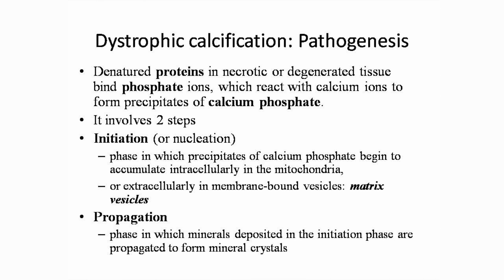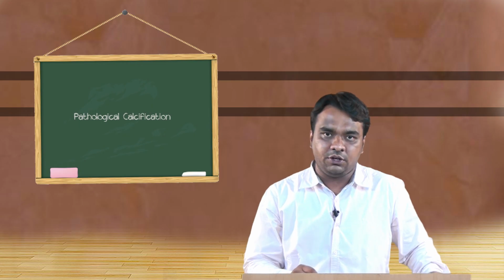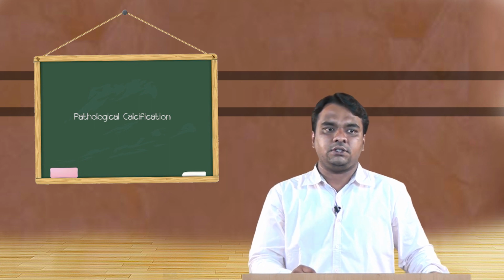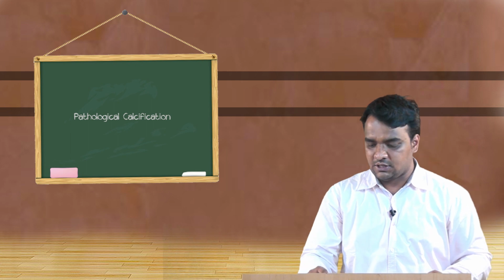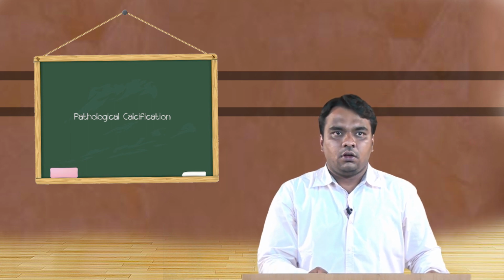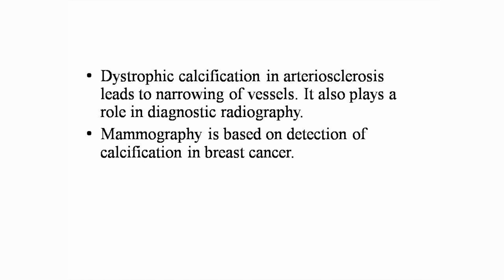Mainly it involves two phases, two steps you can say. So first one is initiation and second one will be propagation. In the initiation phase, the calcium phosphate starts to accumulate intracellularly in the mitochondria, and in the propagation phase, the minerals deposited in the initial phase are propagated to form mineral crystals. So mainly in breast cancer, we can do the investigation of mammography, which shows the dystrophic calcification.